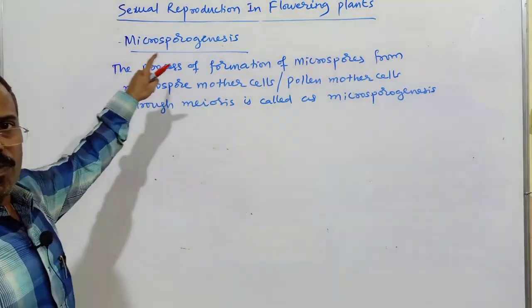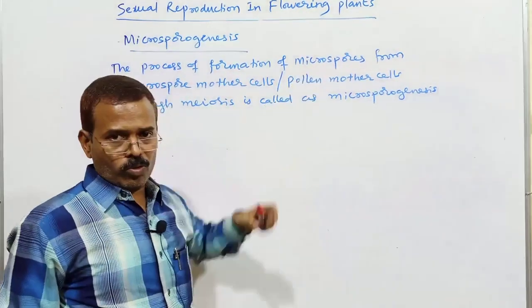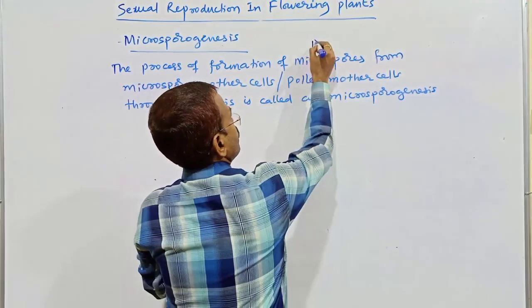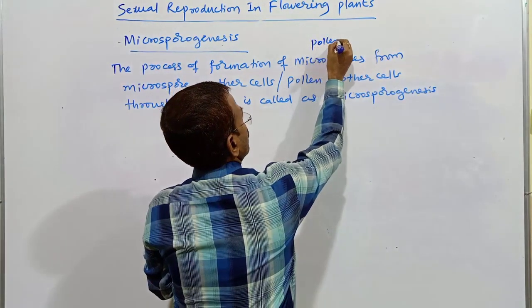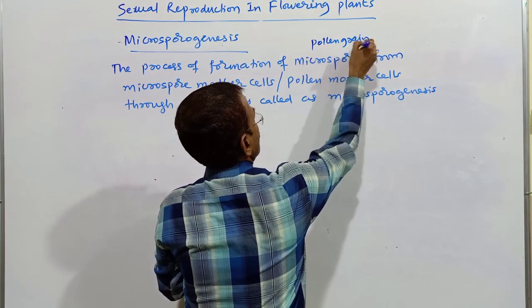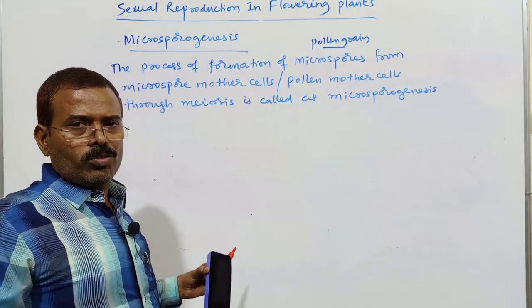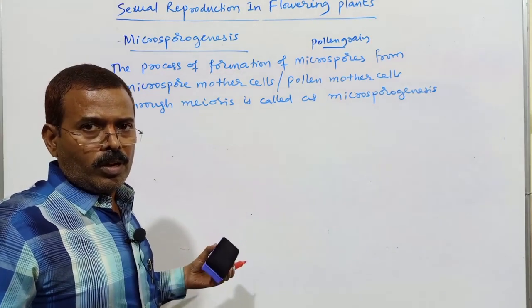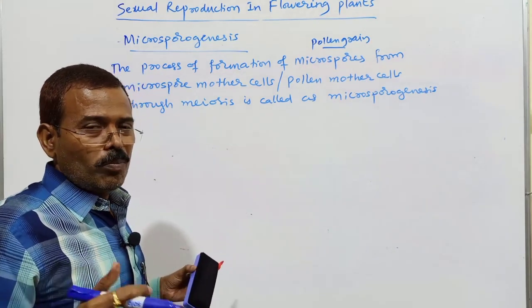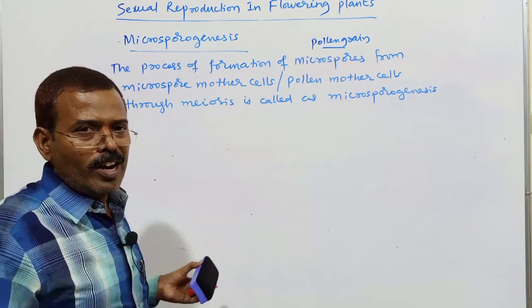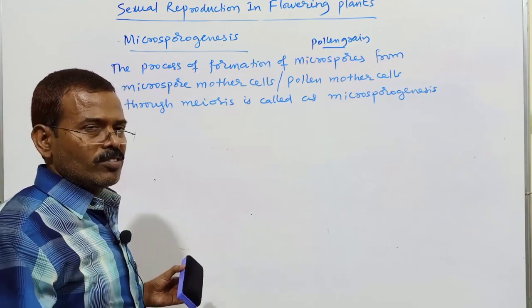Process of formation of microspores. Microspores are also called as pollen grains. So microspores can develop into a mature pollen grain later on. We will study that part.